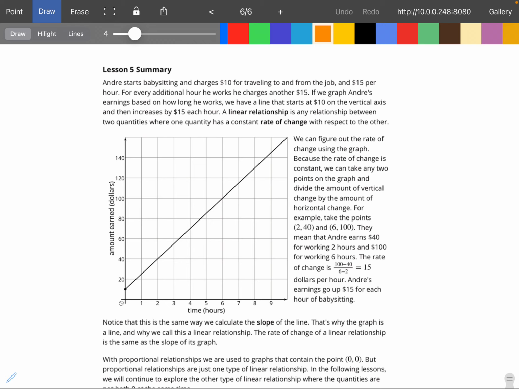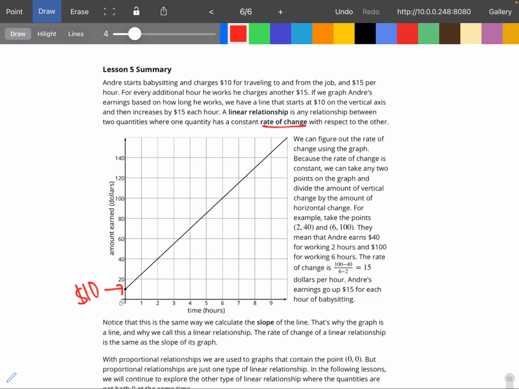There's another example here on the final slide about babysitting. You have someone who starts babysitting and they charge $10 as their starting price. And so the relationship's not proportional. It doesn't intersect 0, 0, but there's still a constant rate of change.